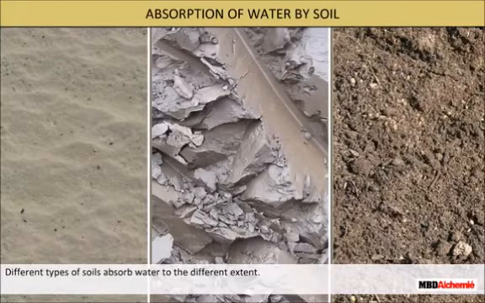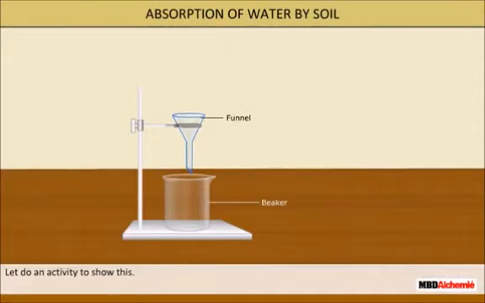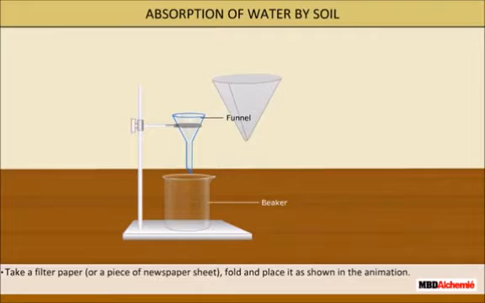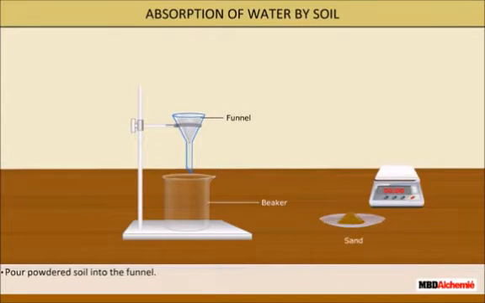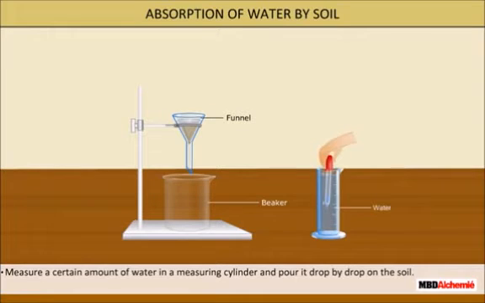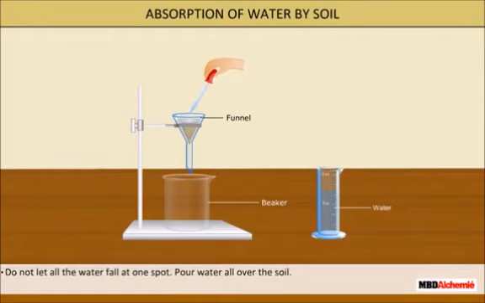Different types of soils absorb water to different extents. Let us do an activity to show this. Take a plastic funnel. Take a filter paper or a piece of newspaper sheet, fold and place it as shown here. Pour powdered soil into the funnel. Measure a certain amount of water in a measuring cylinder and pour it drop by drop on the soil. Do not let all the water fall at one spot.